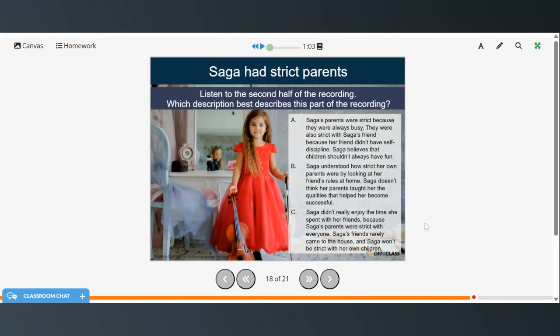All right, listen to the second half of the recording, and then you're going to choose the description that best describes this part of the recording.